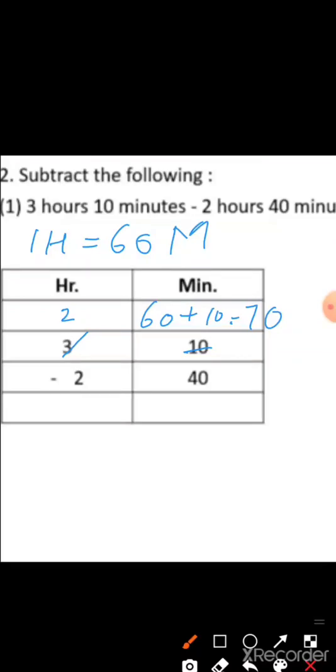Now we will subtract 70 and 40. 0 minus 0, 0. 7 minus 4, 3. 2 minus 2, 0. So this answer is 30 minutes.